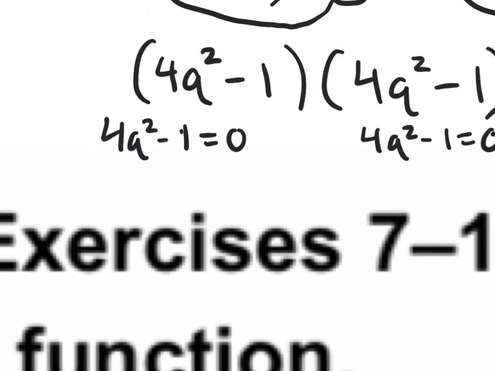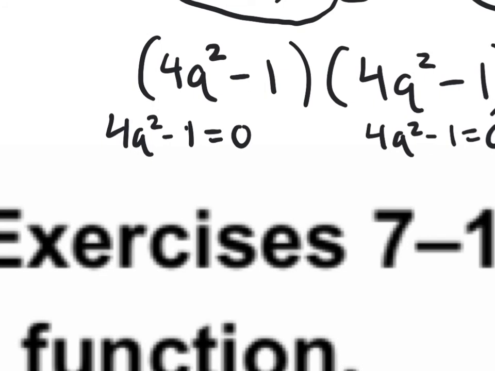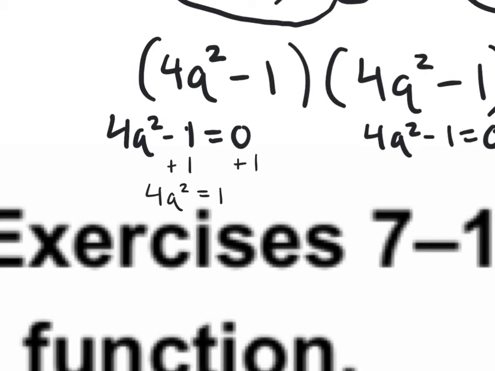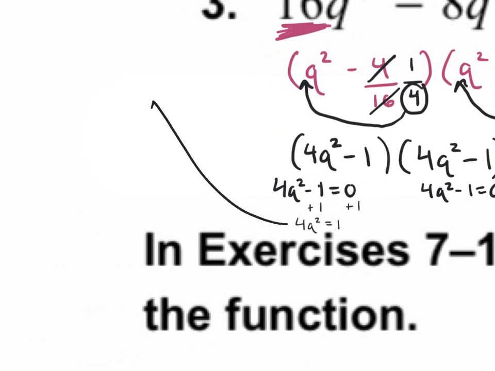How do we solve from here? Add 1. So 4q squared is equal to 1. I'm just going to move it over here so we have more room. What's next? Before we square root, divide by 4. So q squared is equal to 1 over 4. What's next?